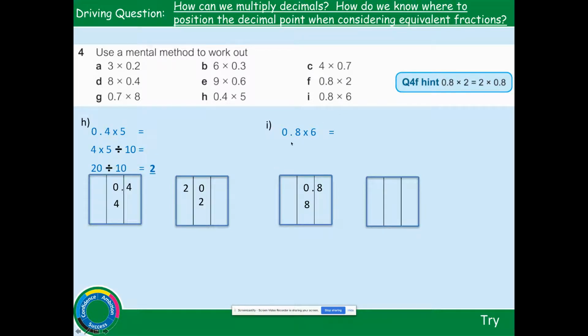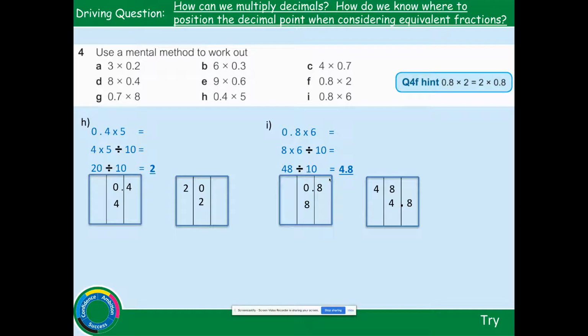Last one, 0.8 times 6. Multiply by 10 and divide by 10. So 8 times 6 is 48. Divide by 10 is going to be 4.8.